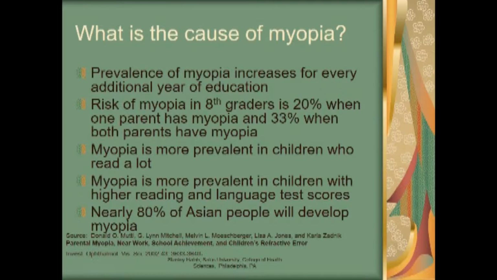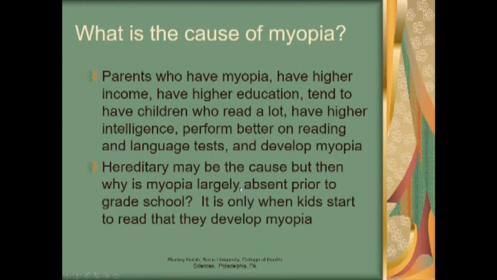So it seems that the answer is both. Myopia is both genetic and environmental. Does this fit with our understanding of cause and effect of conditions? And are there confounders at work here? Well, let's think about this.